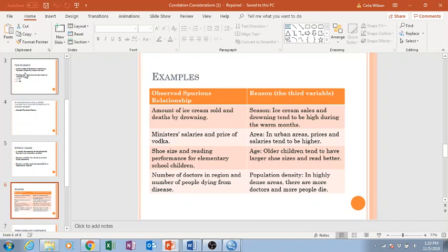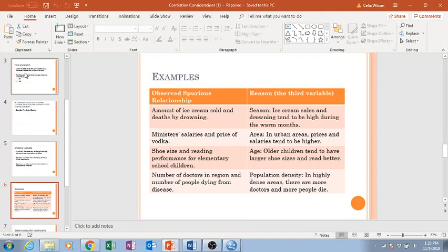The next one, minister's salaries and the price of vodka. So, as salary goes up, vodka price goes up as well. But we have that spurious variable, and that is location, right? In urban areas, prices and salaries tend to be higher. You can see the next one, shoe size and reading performance. As shoe size goes up, so does reading performance. Well, it's because older children tend to have bigger feet, right?